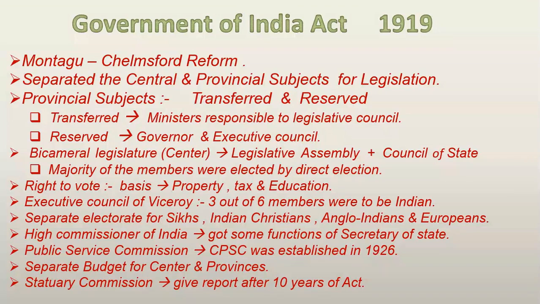For example, defense. Okay, and Provincial Legislative Council was authorized to make law on all the subjects of provincial list. For example, agriculture was a subject of provincial list. So provincial legislative councils were allowed to make law on agriculture, to make law on all the matters related to agriculture. Okay, now friends, these provincial subjects were further divided into transferred and reserved.